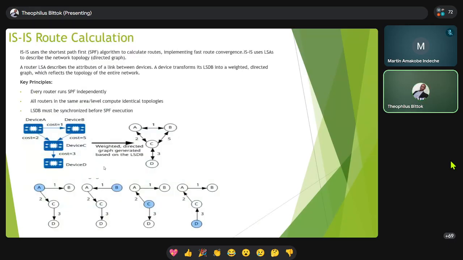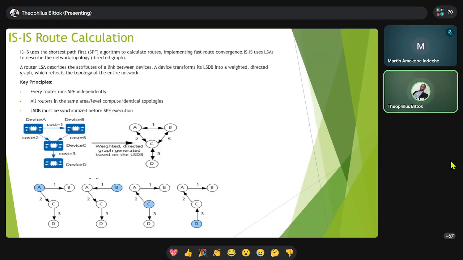Now, we are going to route calculation. And when it comes to route calculation, this is where the cost comes in very, very handy. For ISIS to calculate its routes, it always uses the shortest path first to calculate the routes.